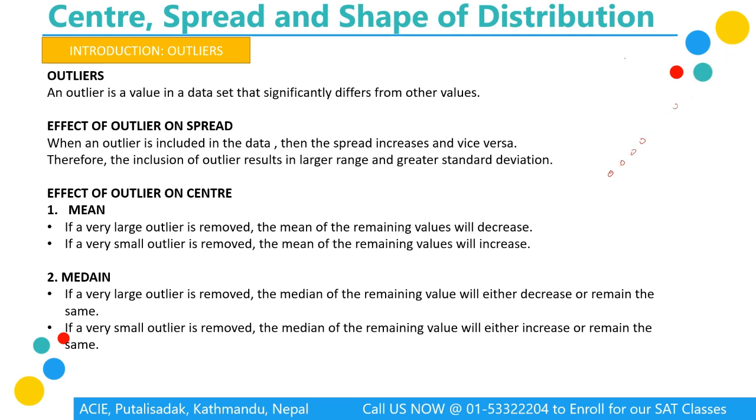Now, how do the outliers even affect the spread or the center of the data of our points that we're trying to find out? So, the effect of outliers on spread. When an outlier is included in the data, then the spread increases and vice versa. Outliers are numbers that differ largely from our normal data.